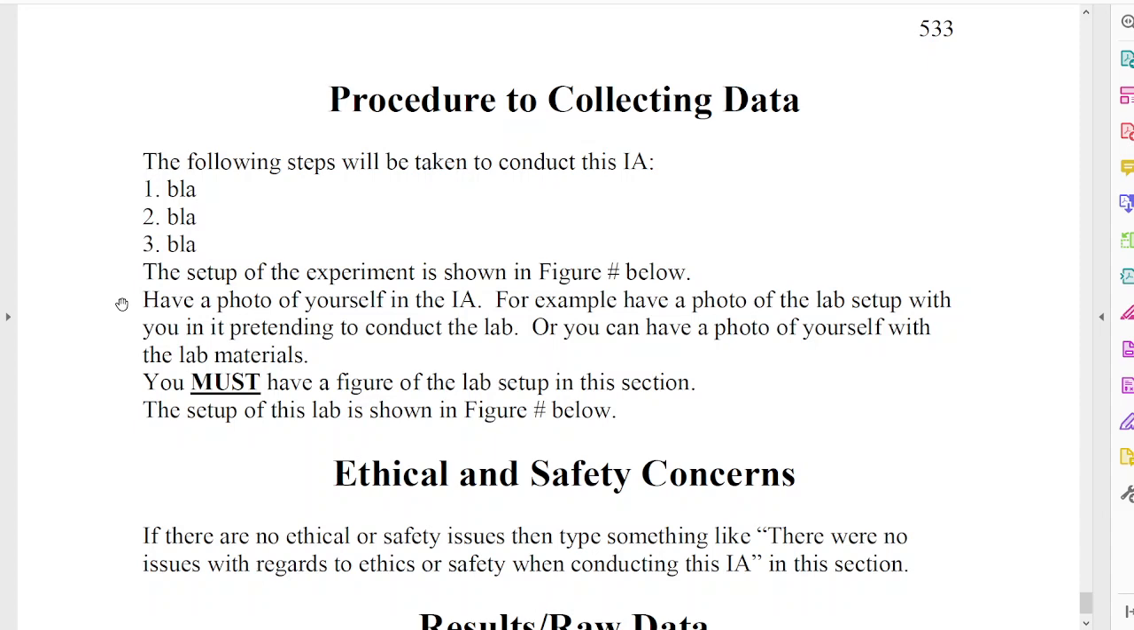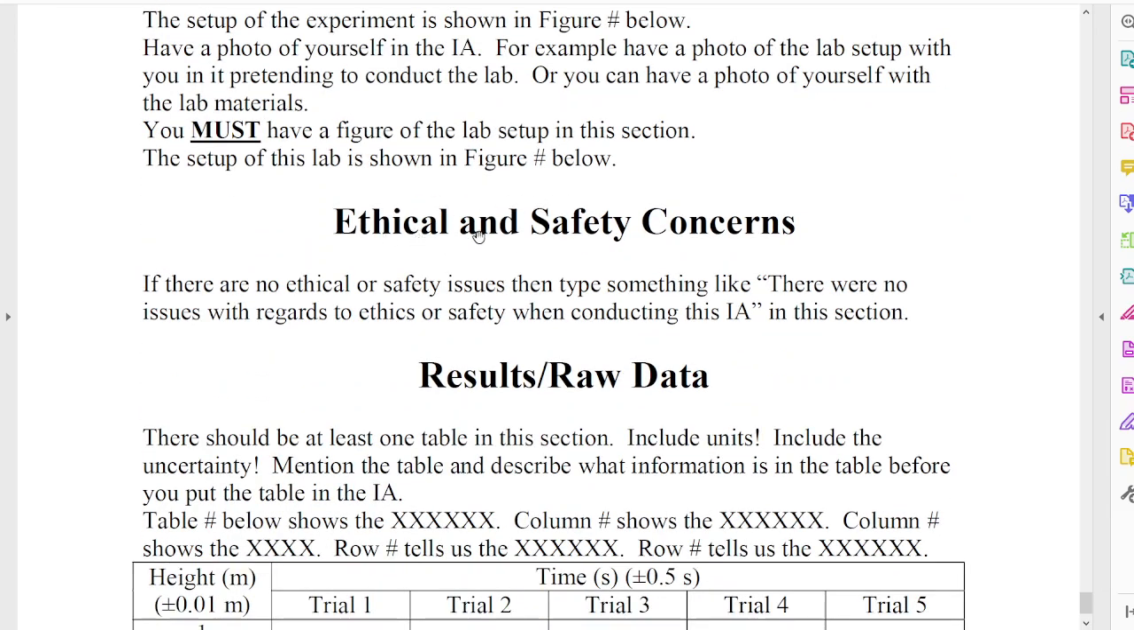So you must have a figure of the lab setup in this section. The setup of this lab is shown in figure something below. Okay? That's important. So I just wrote it twice, I apologize. Okay? We need a procedure to collect the data. Okay? Next section, ethical and safety concerns. Okay, if there are no ethical or safety issues, then type something like, there were no issues with regards to ethics or safety when conducting this IA in this section.